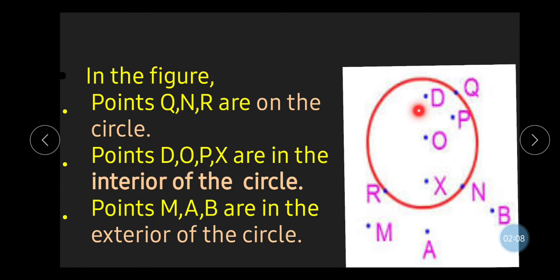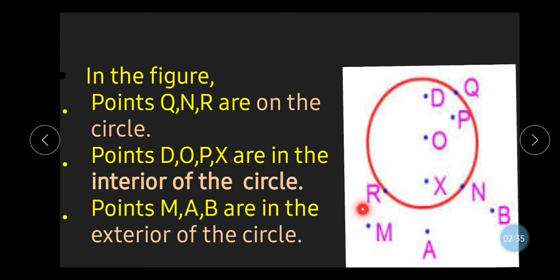Now points D, O, P, X, they are inside the circle. So we say points D, O, P, X are in the interior of the circle as they are inside the circle. So the points which lie in the circle, they are called interior points.